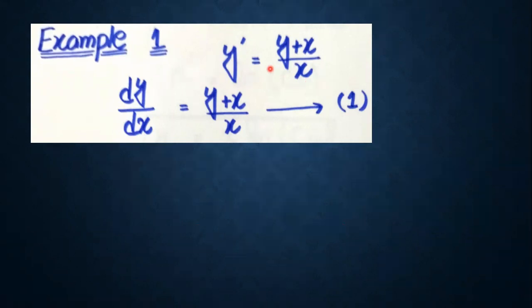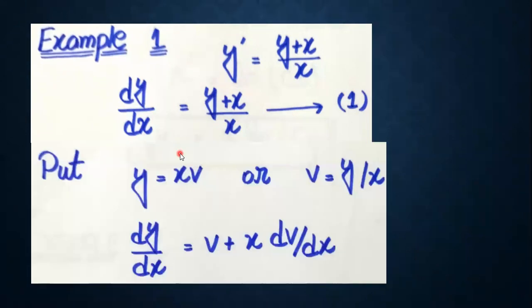So in the first example, we have y prime is equal to (y plus x) over x. I'm just going to rewrite it as dy over dx is equal to (y plus x) over x, and I'm going to call it equation number one. If you try to split this x and y yourself, I believe you will not be able to succeed.